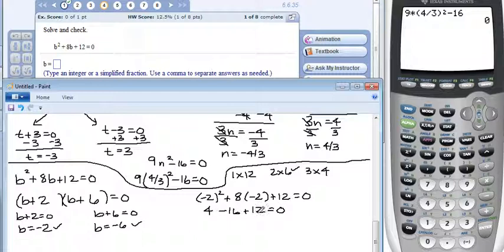4 minus 16 plus 12, well, that's got to be 0, right? Because 4 and 12 are 16, 16 minus 16, so that one does work. Okay, and I would check the negative 6. That one would work as well. But this one's probably checkable.